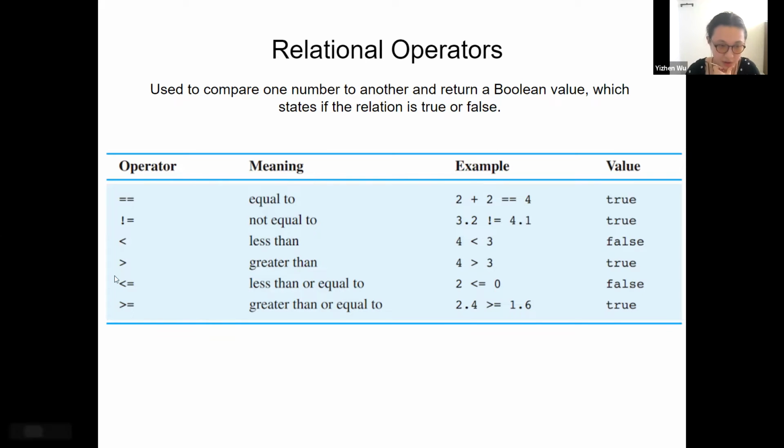The third and fifth ones are really similar. One is less than or equal to. Some of you might have heard that in math class. So 4 is less than 3, that's false. And 2 is greater than or equal to 0, which is also false. Similarly, this one and this one mean greater than or equal to. 4 is greater than 3, that is true. And 2.4 is greater than or equal to 1.6, and that's true as well.